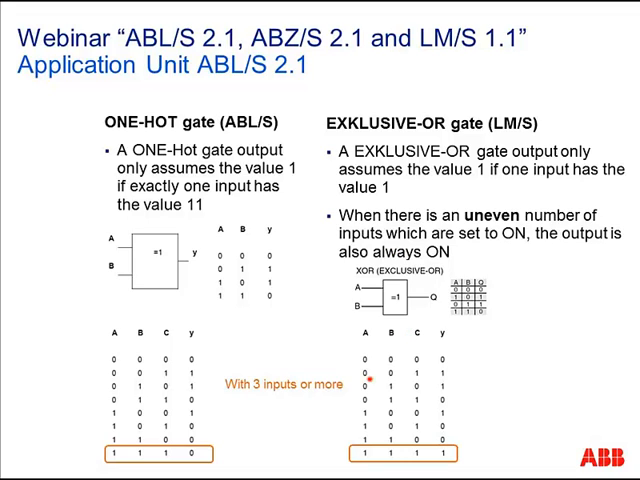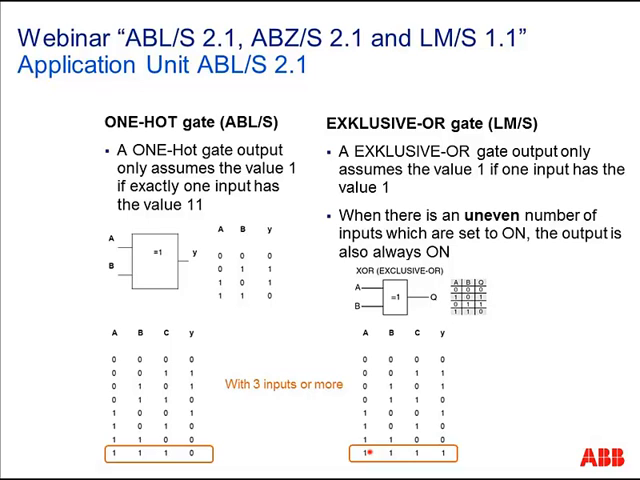So you will see here input number C is 1, then here our output is also 1, or only B or only C. But it is specified that the exclusive OR is very important. When there's an uneven number of inputs which are on, then the output is always on. That's the difference here against our one hot gate.